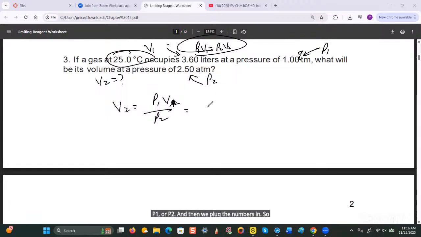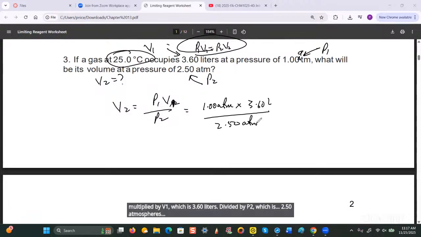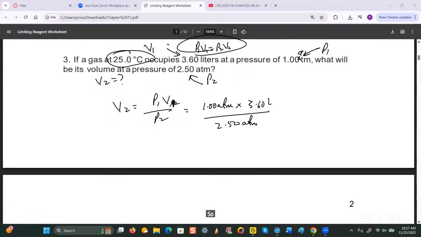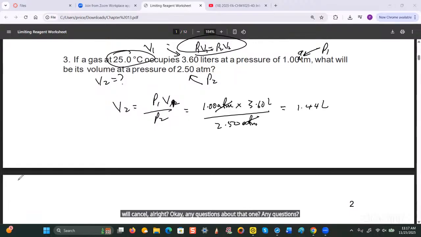So P1 is 1.00 atmospheres multiplied by V1, which is 3.60 liters, divided by P2, which is 2.50 atmospheres. So let me see what that gives. So that's basically 3.6 divided by 2.5. So I got, and please correct me if I'm wrong, but I got 1.44, and the units would be liters because the atmosphere units will cancel. All right? Okay, any questions about that one? Any questions? All right, let me clear this one. And then you scroll down to the next question.